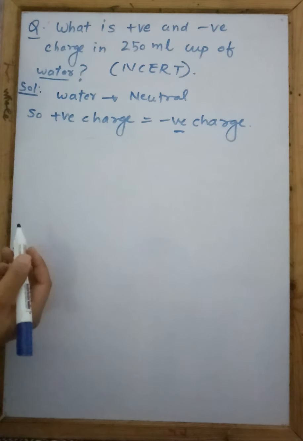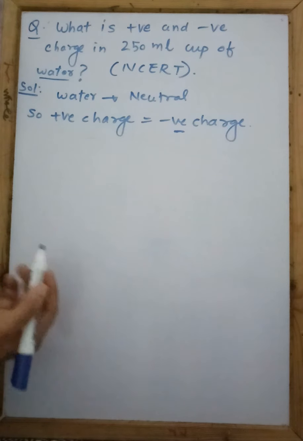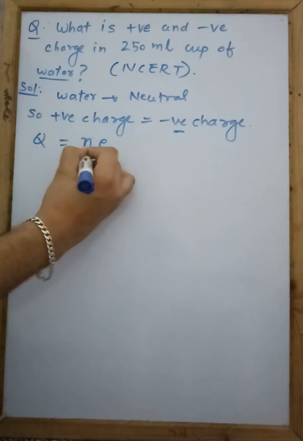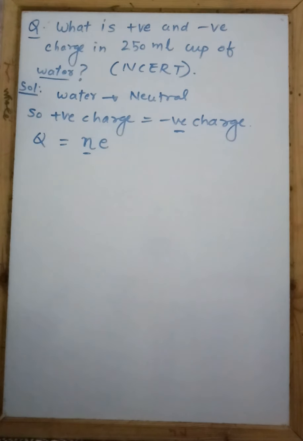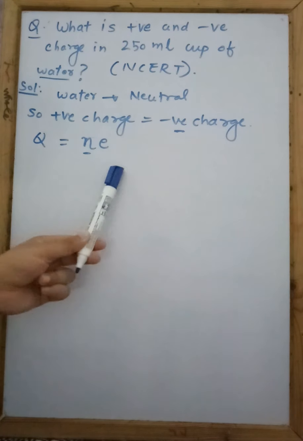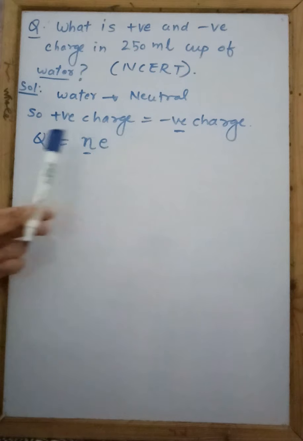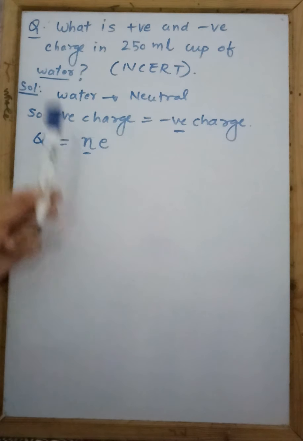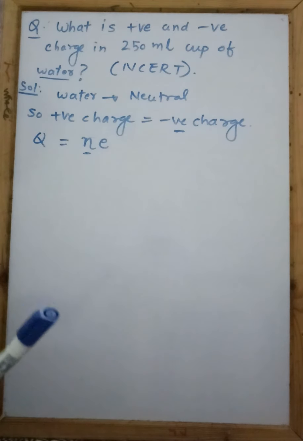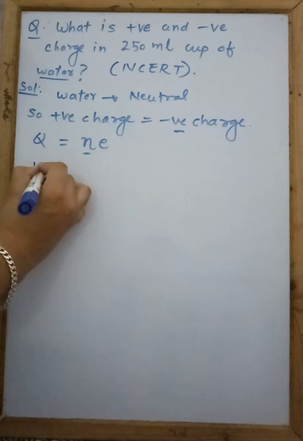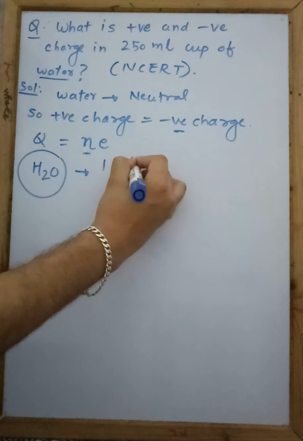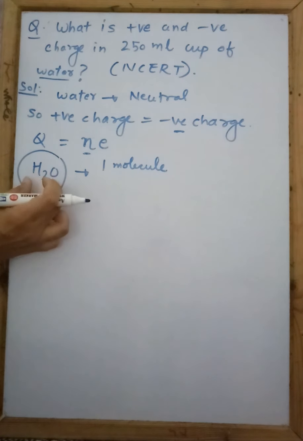In order to calculate charge, we have to use the principle of quantization, which is q equals Ne. If you know the number of electrons which are there in 250 ml of water, if you can answer me how many electrons are there in a 250 ml cup of water, then you can solve this question, because e has a fixed value. You can calculate q if you know what is N, how many electrons there are. Now in order to calculate the number of electrons in a 250 ml cup of water, I would first like to tell you that water is H2O. So in H2O, if I write H2O, it basically means one molecule.